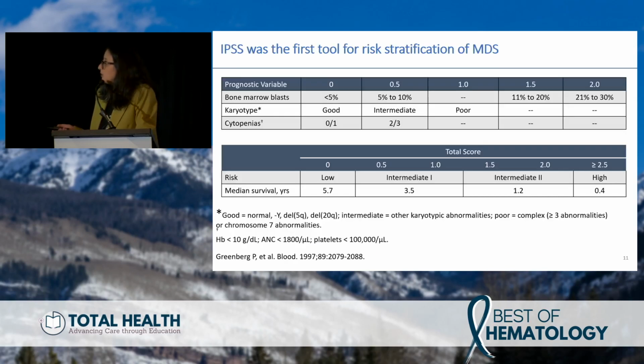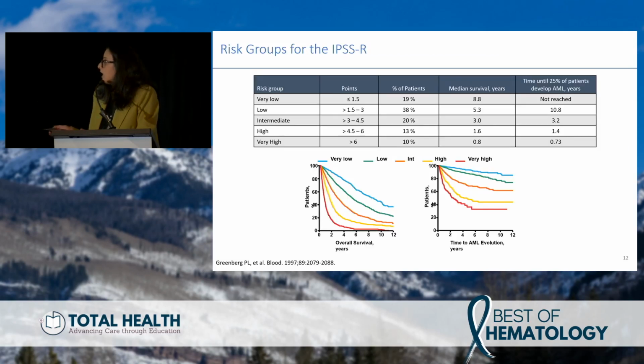So as we know, the IPSS was our first tool for risk stratifying MDS, and the prognostic variables we used were bone marrow blast, the karyotype, and cytopenias. This was better refined by adding more cytogenetic data and further risk stratifying it from a very low to a very high risk category for the IPSS revised, which again gave us a better way to prognosticate our patients in terms of overall survival and time to AML evolution.